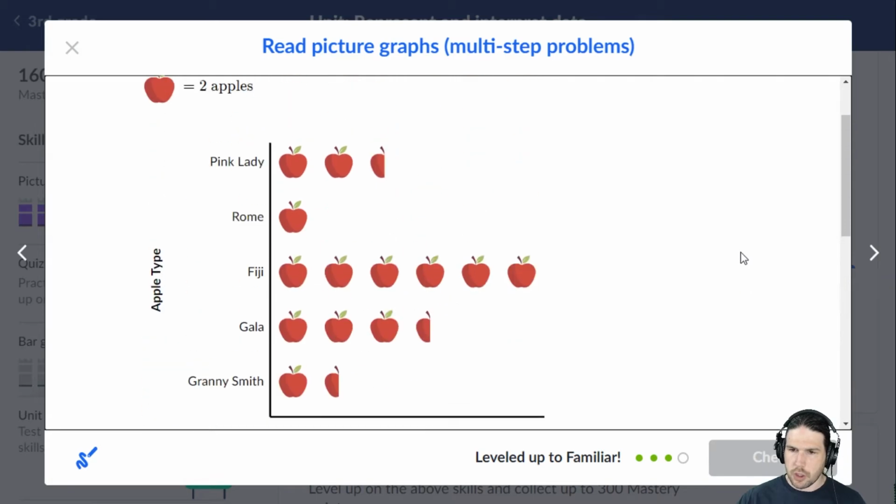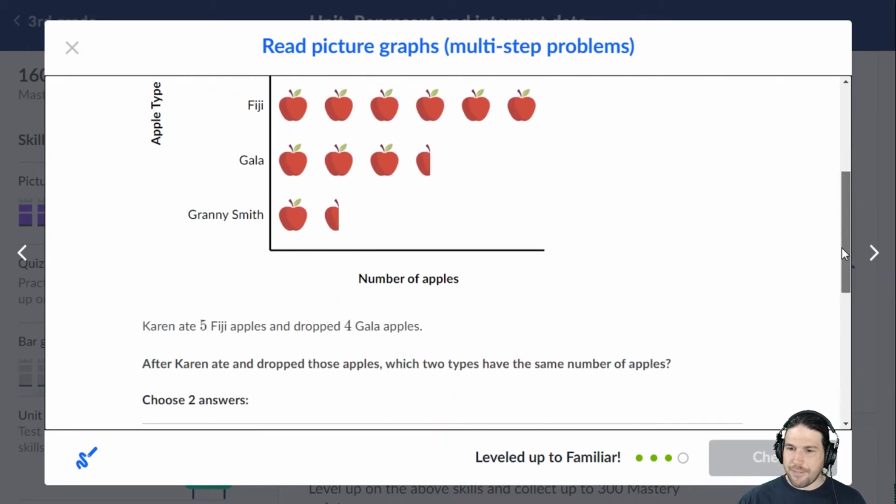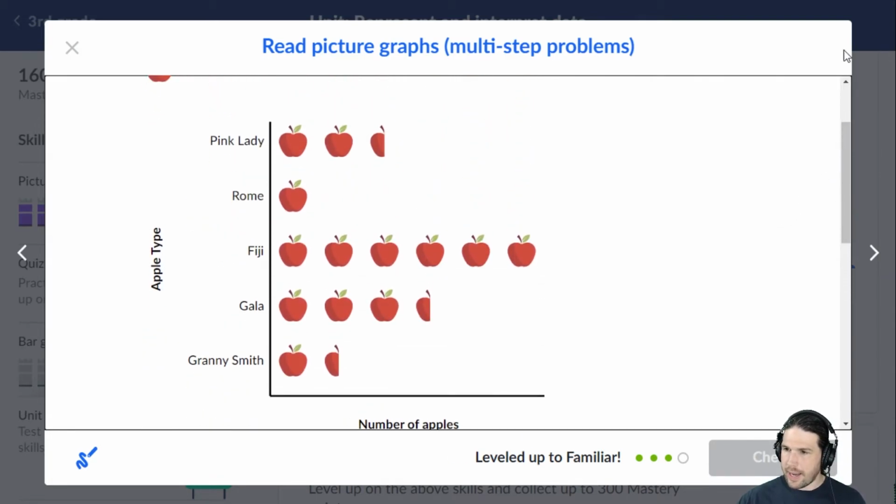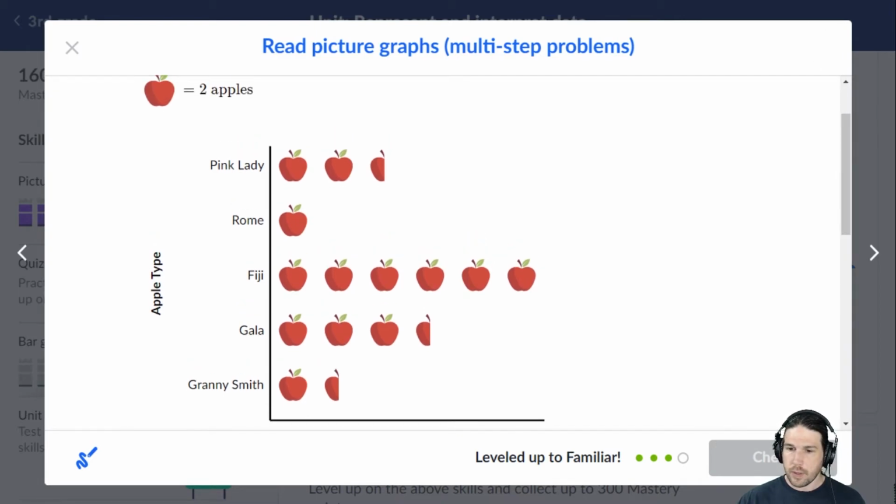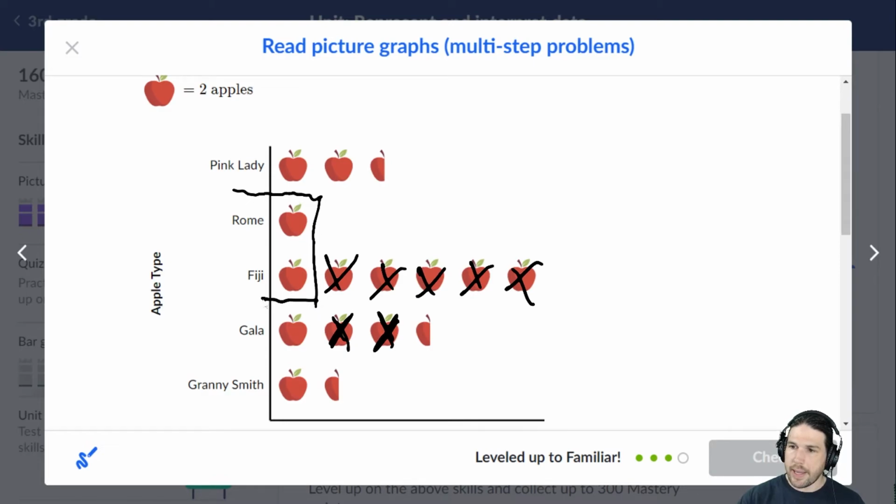Interesting. Okay, so hold on. She ate 5 Fiji and dropped 2 Gala, and each one of these is worth 2, right? So if she dropped 2 Gala, that means that 2 of them are gone. And if she ate 5 Fiji, 1, 2, 3, 4, 5, the ones that now have the same are Rome and Fiji.